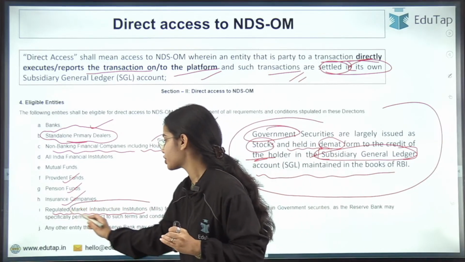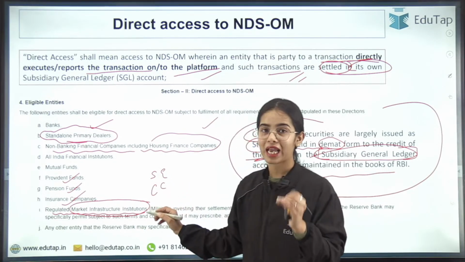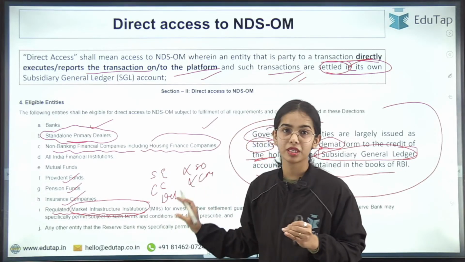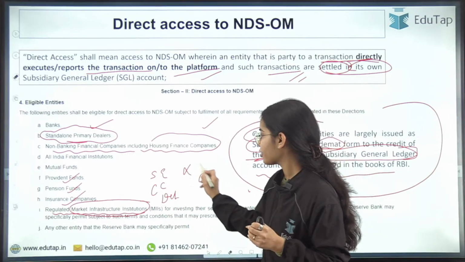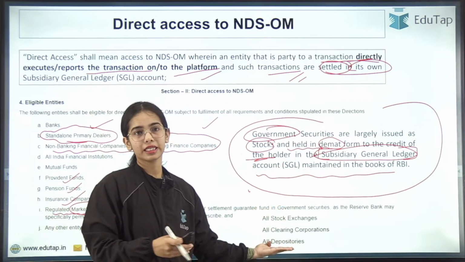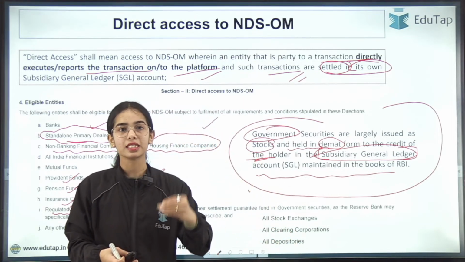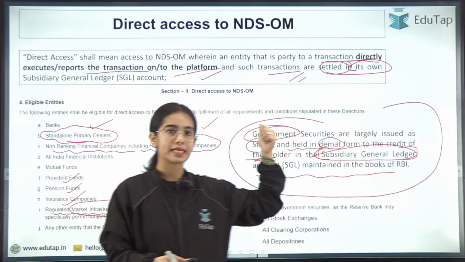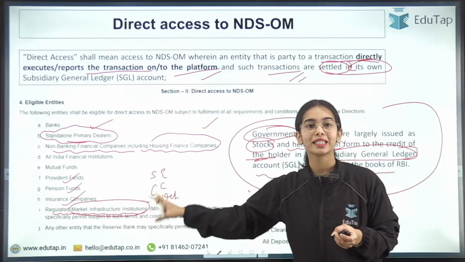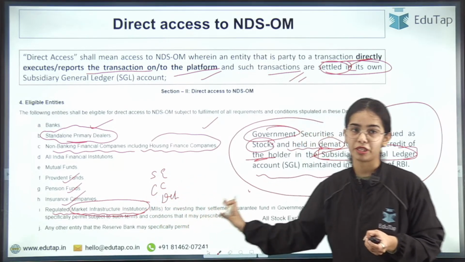Market infrastructure institutions means the stock exchanges, the clearing corporations, and the depositories. Here we are not talking about the stockbroker or the clearing members and such. Market infrastructure institutions are the major institutions in the share market, like all stock exchanges, all clearing corporations, all depositories. They are the main entities, and they can have direct access to the NDS-OM platform, okay. Here only the market infrastructure institutions are mentioned. Their intermediaries, like stockbrokers or the clearing members, were not mentioned here, okay.